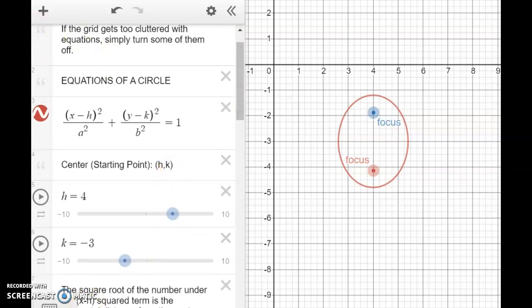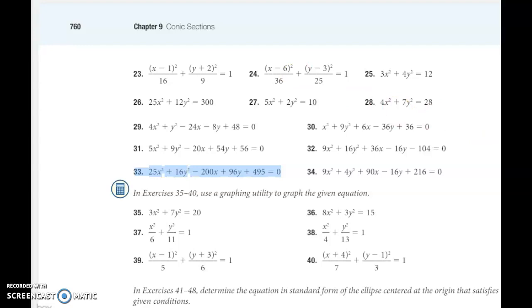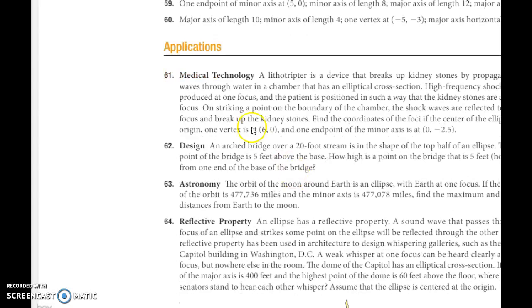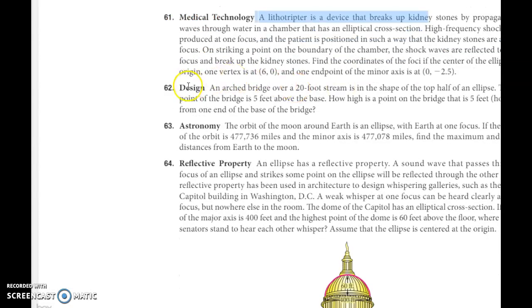All right, let's look at a few applications. So I'm going to go back here to the book and down here. There's such as medical technology, a lithotripter. There's a device that breaks up kidney stones. Okay, look at it in just a moment. An arched bridge may have the shape of the top half of an ellipse. In astronomy, we do a lot about ellipses because planet orbits are ellipses, and this particular one is really kind of interesting to me. When I stared at this a year ago, I was thinking, really?